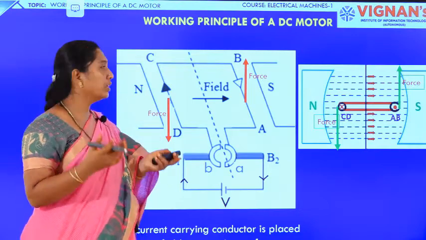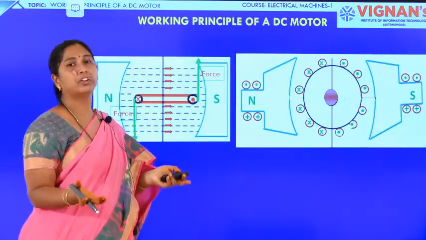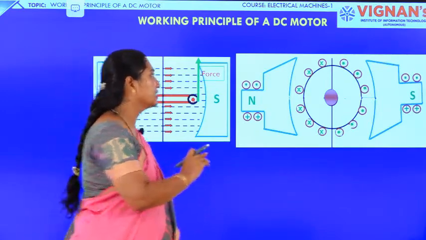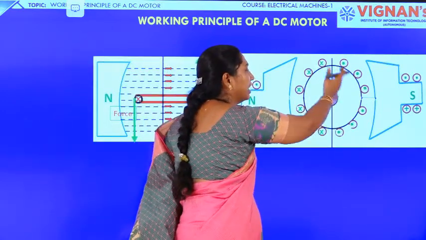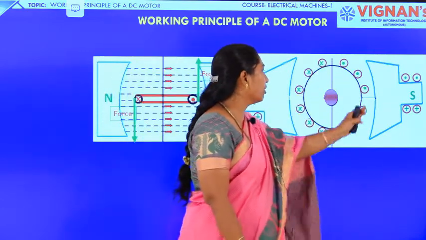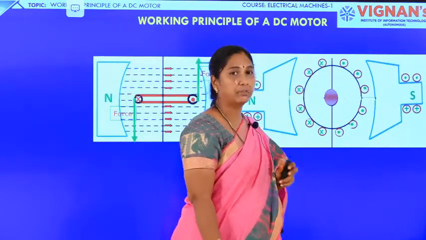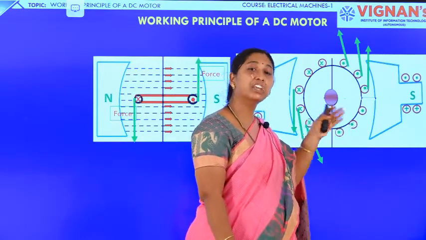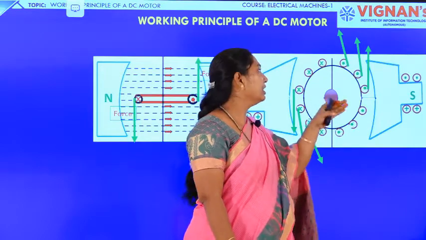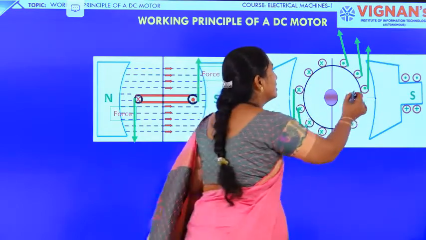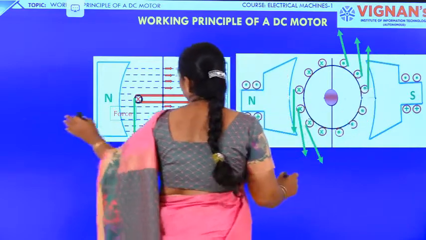Like that, if we want to have more amount of force experienced by the armature conductors, we place more number of conductors on the armature. This picture shows more number of conductors placed on the armature. Now every current carrying conductor will experience a force like this. So this is the force experienced by this conductor.